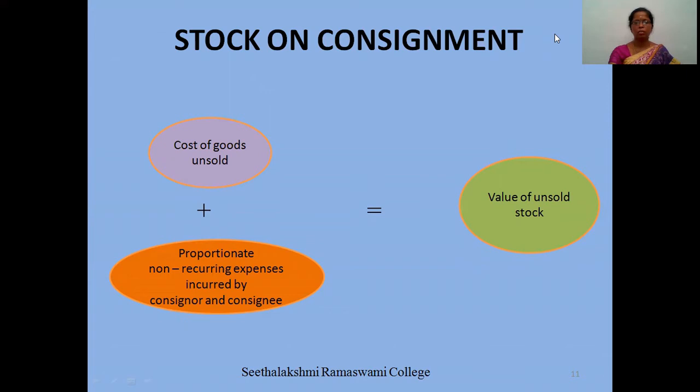Stock on consignment. At the end of the accounting period, the consignee might have some stock remaining, which is called unsold stock. For the purpose of ascertaining the profit and loss account, the value of unsold stock has to be prepared. In the computation of unsold stock, the following two aspects are taken into consideration: the cost of goods unsold, added with the proportionate share of non-recurring expenses incurred by the consignor and consignee. We can easily find out the value of unsold stock.